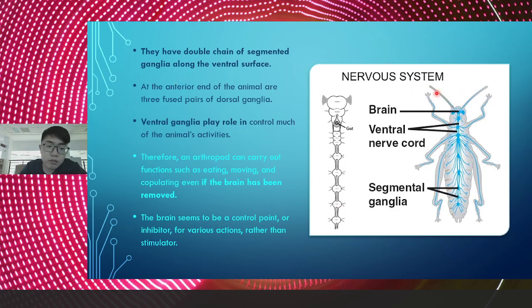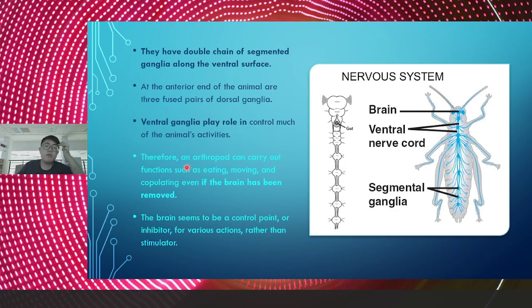Another part is the nervous system. So they have a double chain of segmented ganglia along the ventral surface. So they have this kind of nervous system there. At the anterior end of the animal are three fused pairs of dorsal ganglia, and the ventral ganglia play the role in controlling much of the animal's activity. This only says double chain of segmental ganglia along the ventral surface. Ganglia is the name of their nerve.